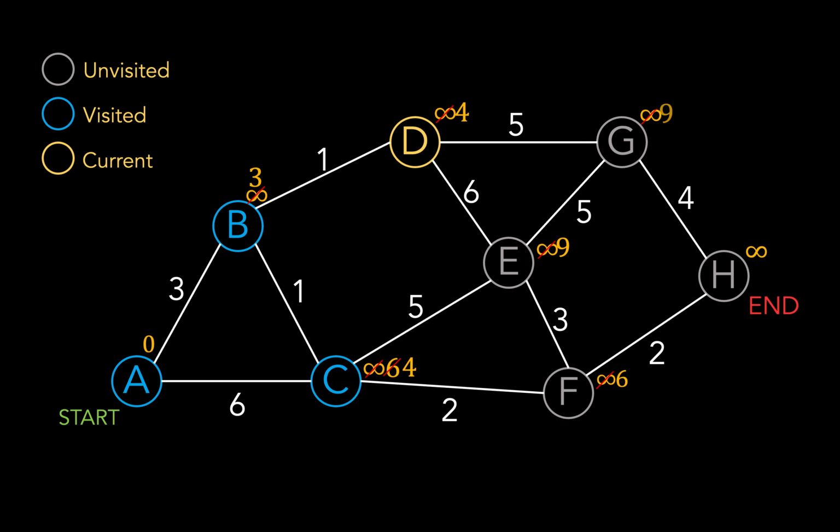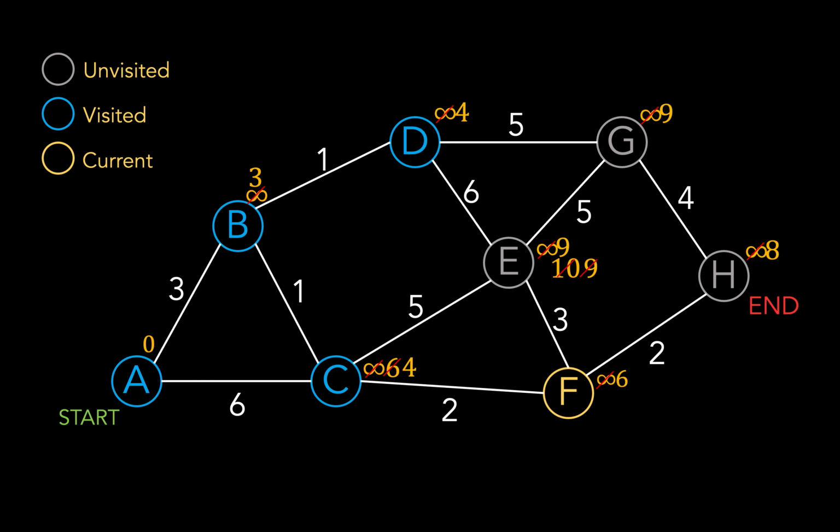Now we update the distance of G to 9, and we see that our new distance to E is 10. However, that's greater than our current distance of 9, so we don't update it, we just ignore it. And now we can go to F. So 6 plus 3 is 9, which is the same as our current distance, so again we can ignore it. And now we can also update the distance of H to 8.